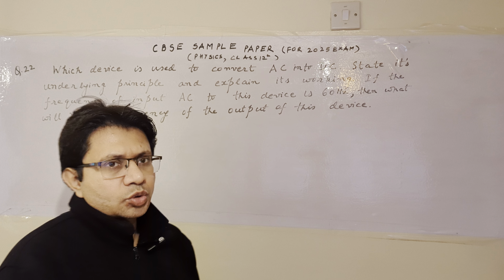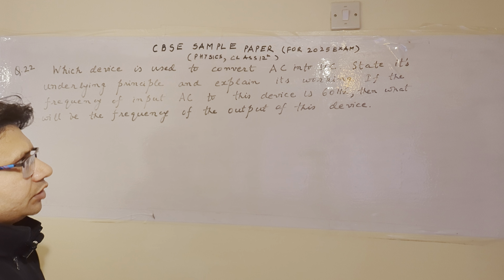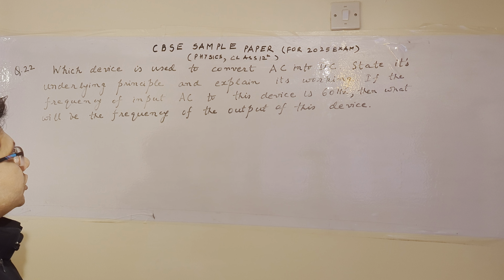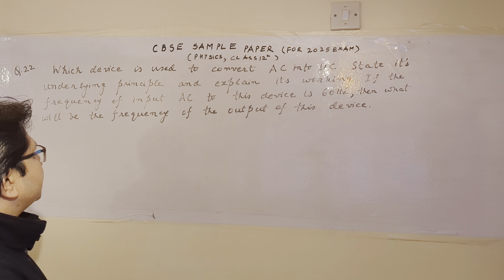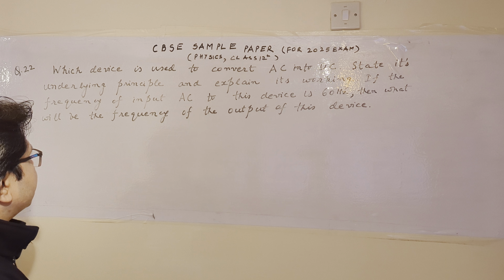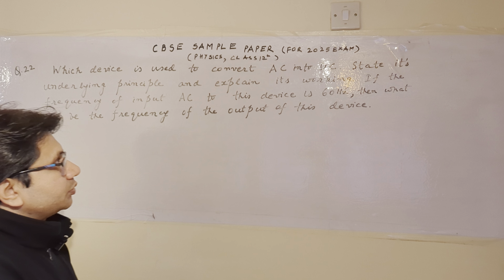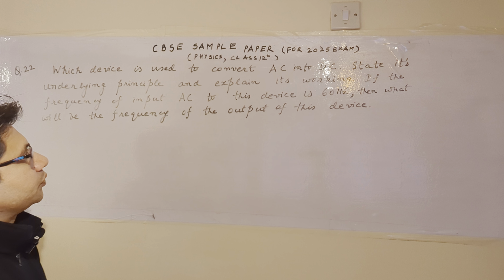Hope you're doing well. Now the question is, which device is used to convert AC to DC? State its underlying principle and explain its working. If the frequency of input AC to this device is 60 Hz, then what will be the frequency of the output of this device? So the problem is based on the topic rectifier.